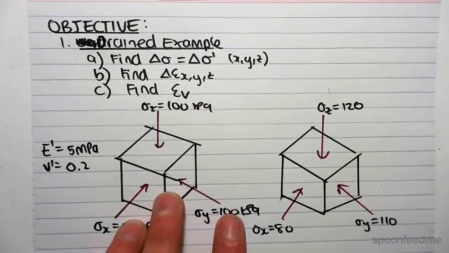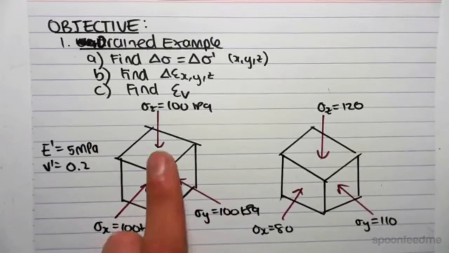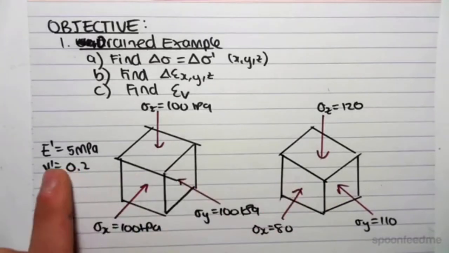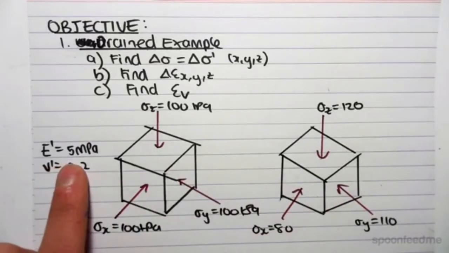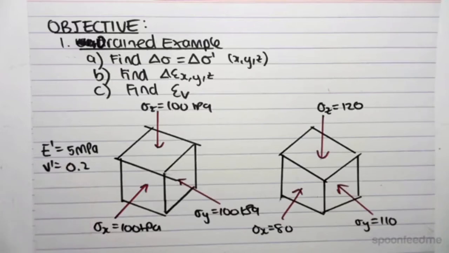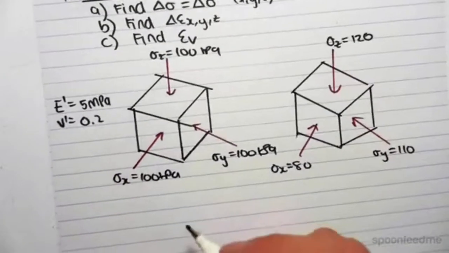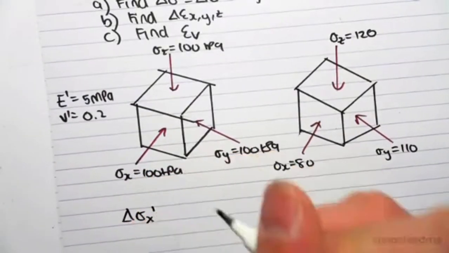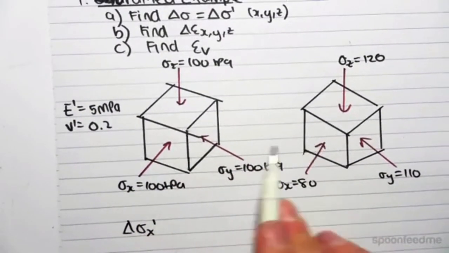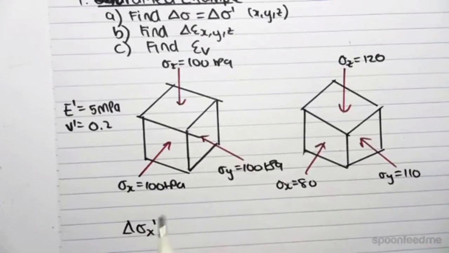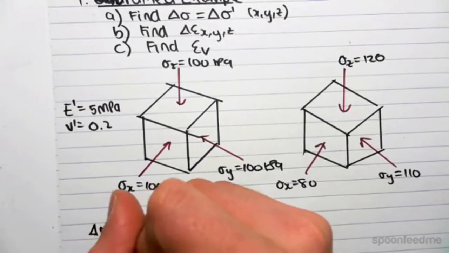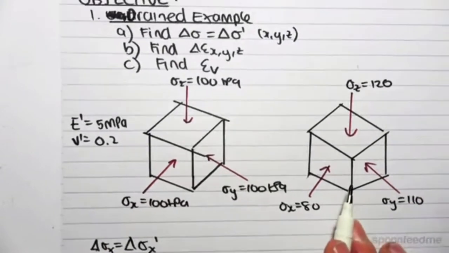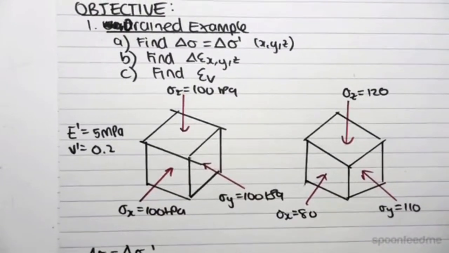So I've got the same example we've done in the other videos. It's the exact same cube specimen where we've got 100 kPa on all faces, and then they're changed to new values. We have an E effective of 5 MPa and a V dash of 0.2. So as always, we're first going to find the change in stress, and we can just jump straight to the effective stress because the change in total stress from here to here is the same as the change in effective stress because it is fully drained, which means that there's no excess pore water pressure.